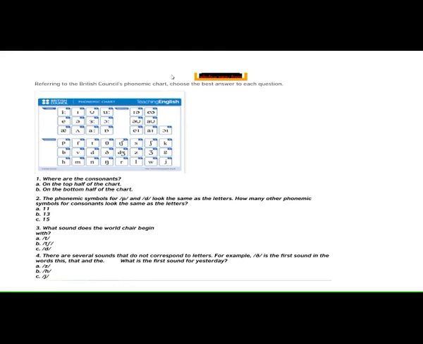Who can answer number one? Where are the consonants? On the bottom half of the chart. Yes, letter B, on the bottom half of the chart. Okay, yes, Miss Amani. Number 2, who can answer?